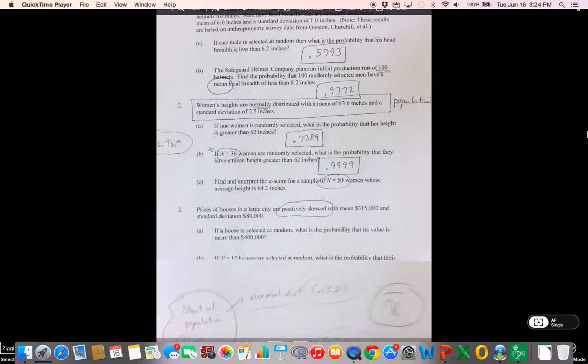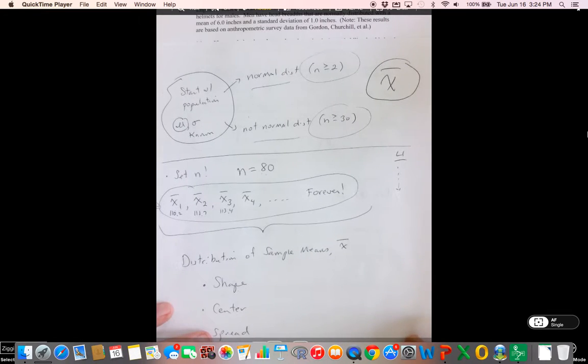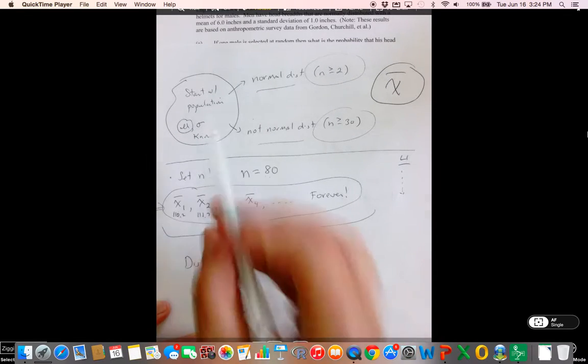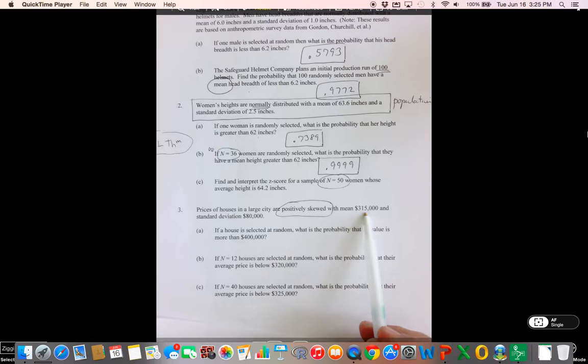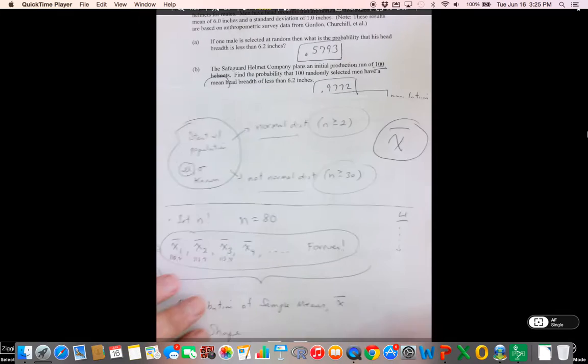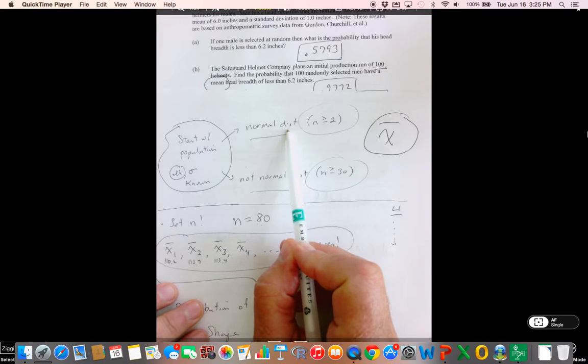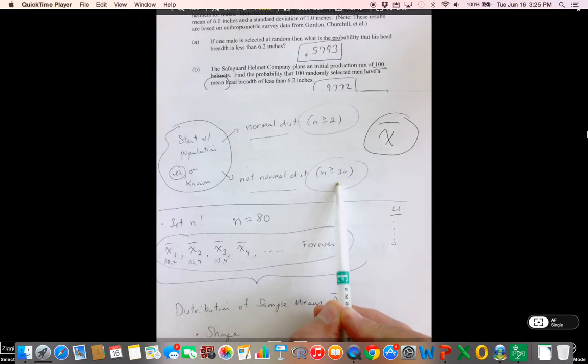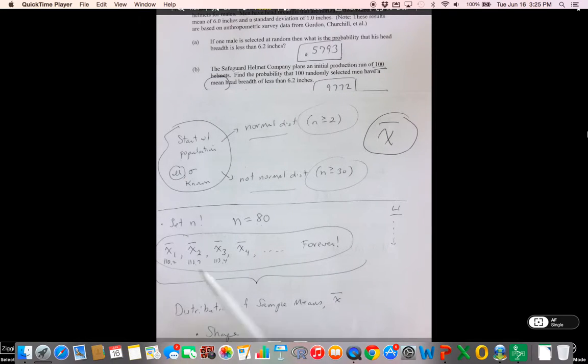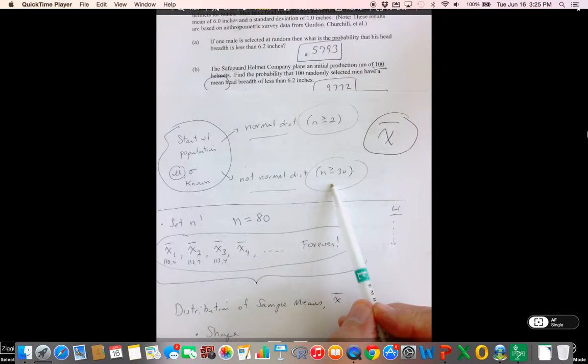So number 3 here, right? We start out with a positively skewed distribution. So our population here is house prices. And the mean and the standard deviation are given because the mean is 315,000, standard deviation is 80,000. So just like before, except we don't have a normal distribution, we got something else. So guys, for all this stuff down here in the central limit theorem to apply, we have to have a sample size of 30 or bigger. If we don't, we can't work the problem.